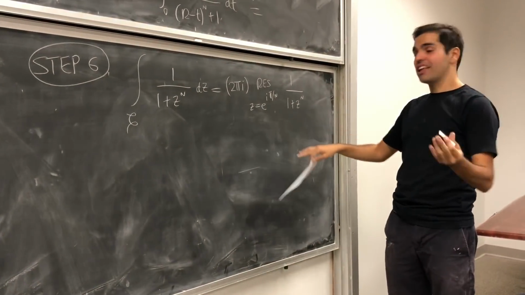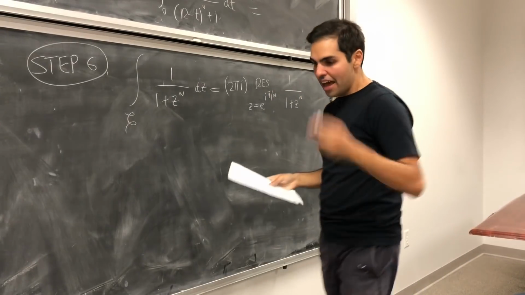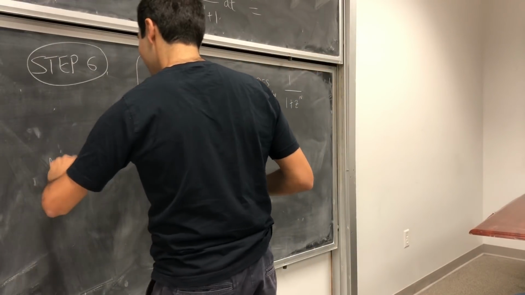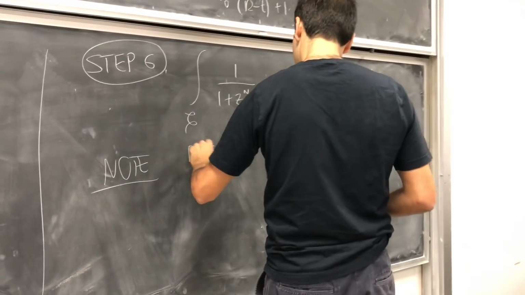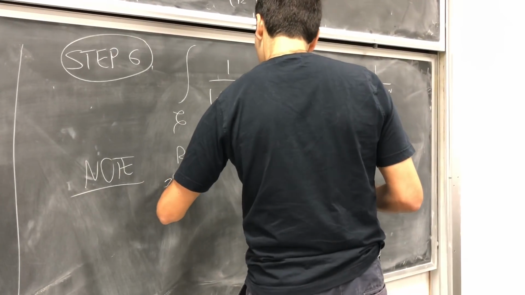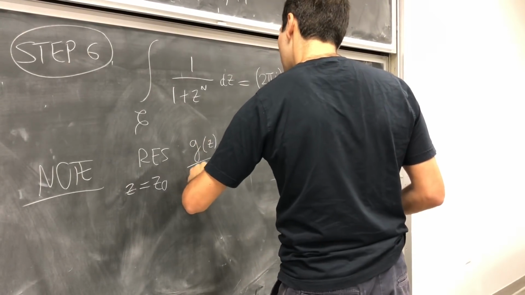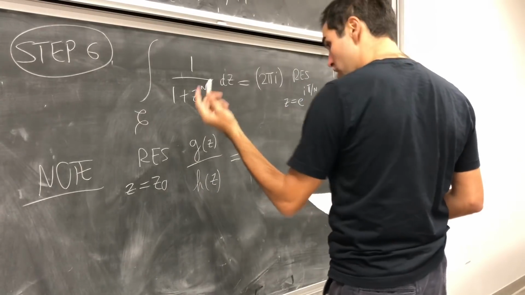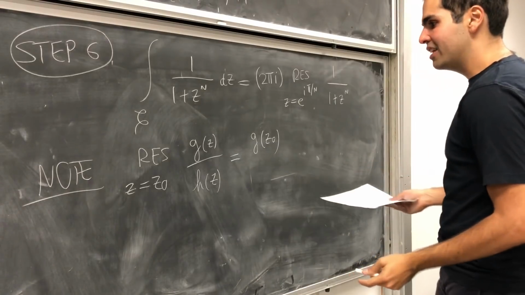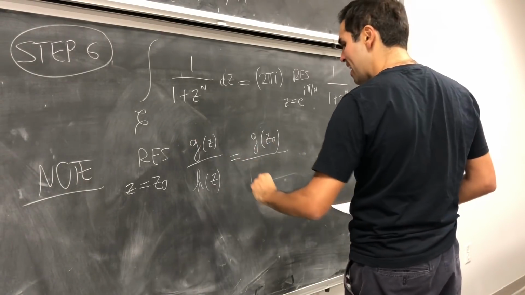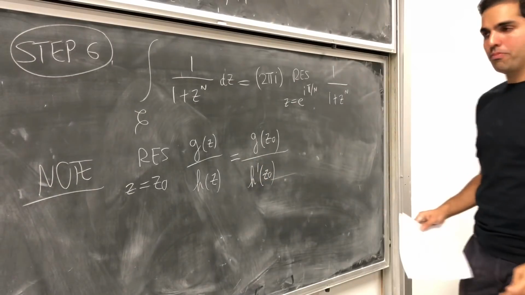And this is nice that we just chose one singularity, otherwise we would have a sum of those. And here's a little fact, and maybe I should do a video on residues one day: the residue at z equals some point z naught of a fraction g of z over h of z is just g of, so the numerator, you just evaluate it at the point, and the denominator, you differentiate it and evaluate it at the point.